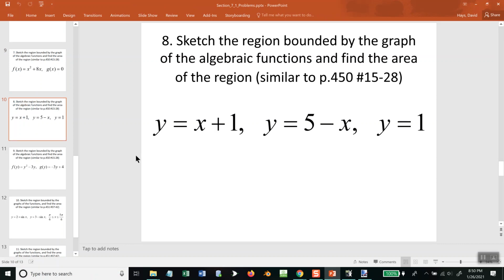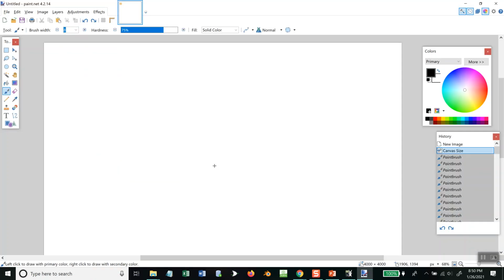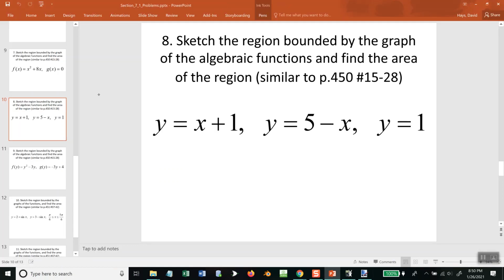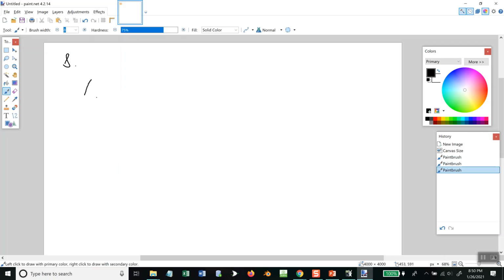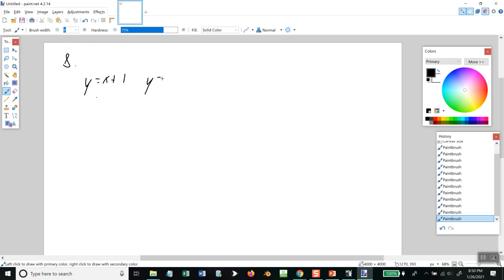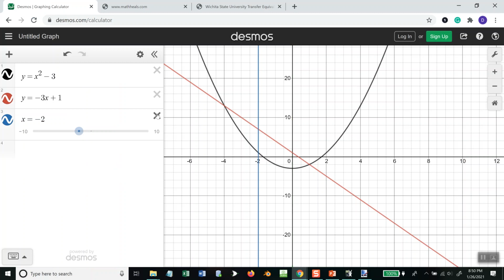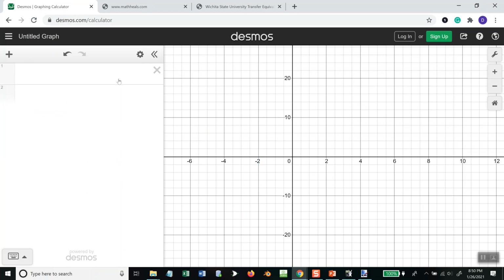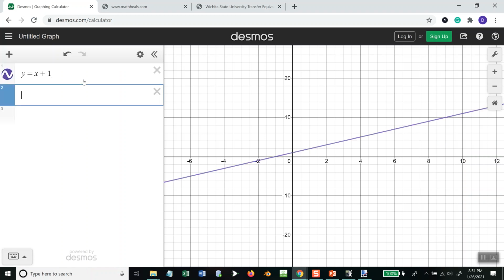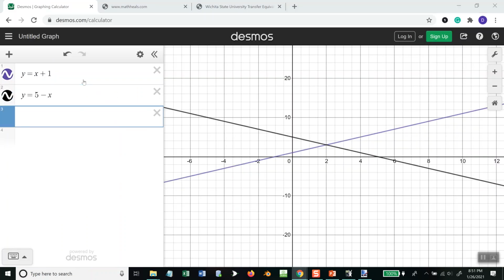Okay, so let's take a look at this one. Y is equal to x plus 1. Y is equal to 5 minus x. Y is equal to 1. Desmos is ruining me. I'm becoming really lazy. I love Desmos. So y equals x plus 1. Y equals 5 minus x. And y is equal to 1.